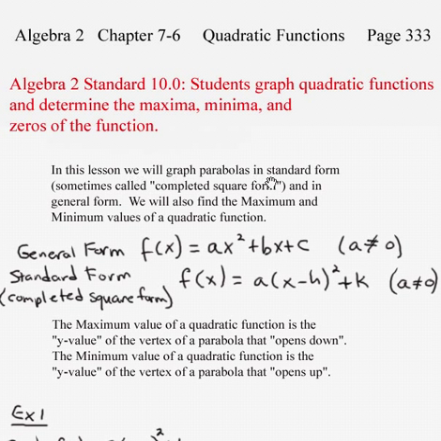And in this lesson, we're going to graph them in standard form, which is what we did in our previous episode in Chapter 7, Section 5, which is sometimes called a completed square form. And we're also going to do that in general form as well. We need to find the maximum and a minimum.